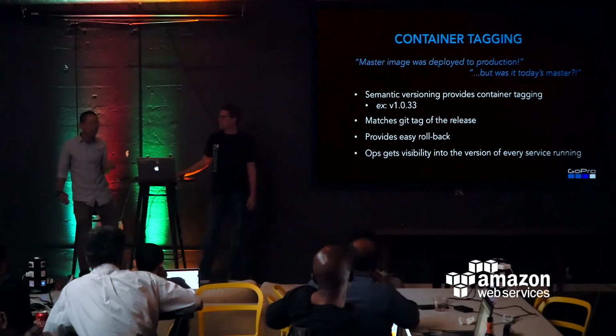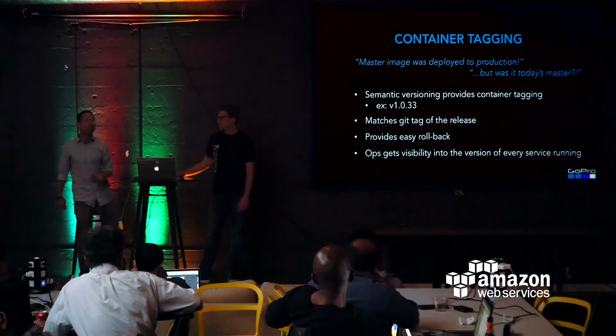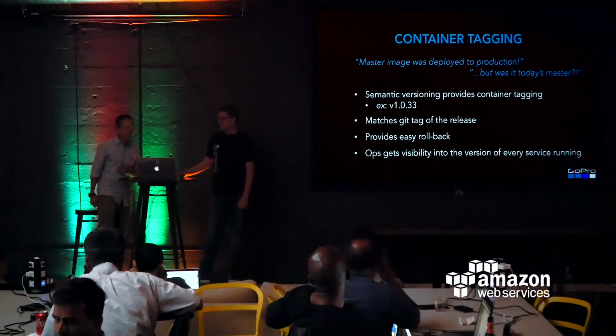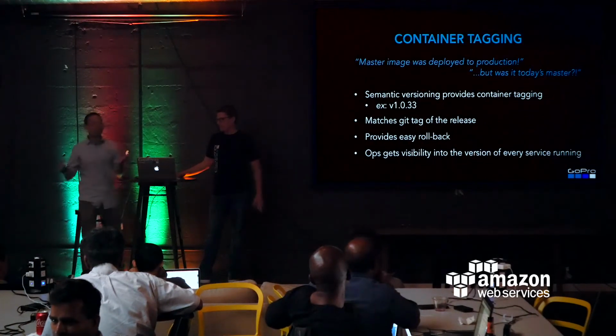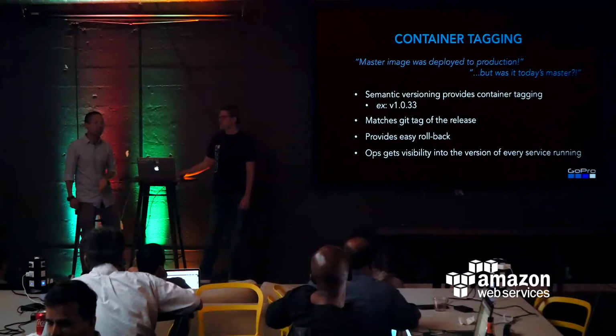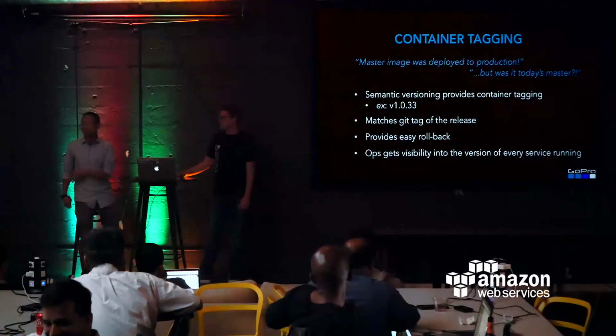Another thing is, because you didn't know what was master, how do you roll back? What was the last master? That was another lacking thing, and we cleaned that up definitely with this semantic versioning. Last, like I said earlier, visibility, ops visibility. Ops knew what was out there running in production. They knew what was running in staging and QA.